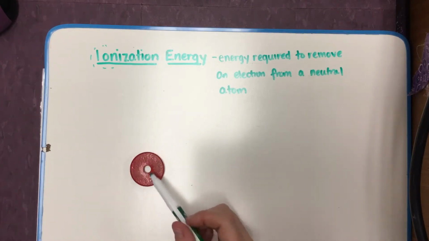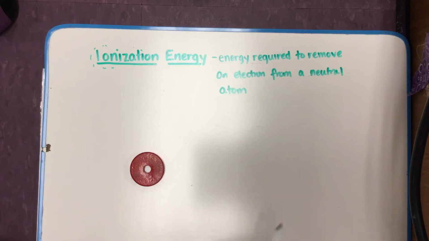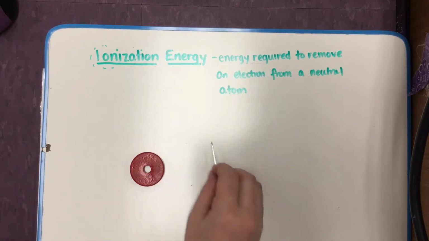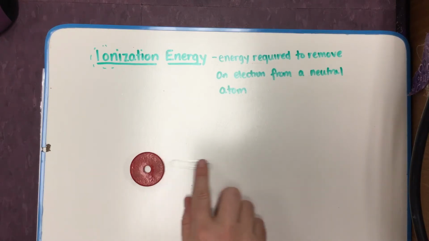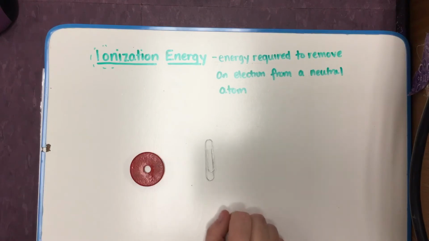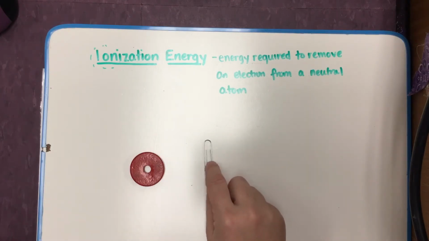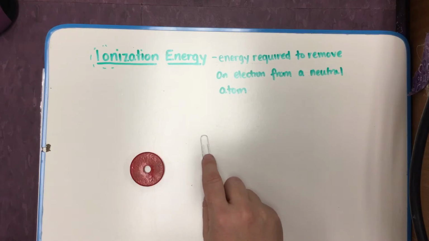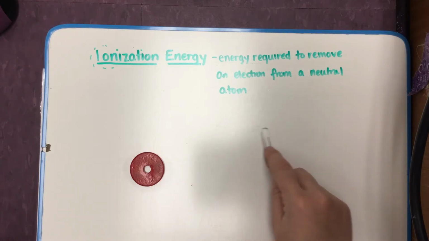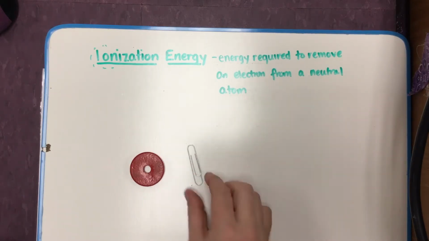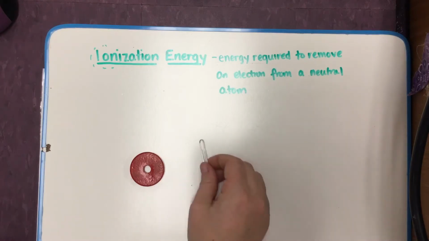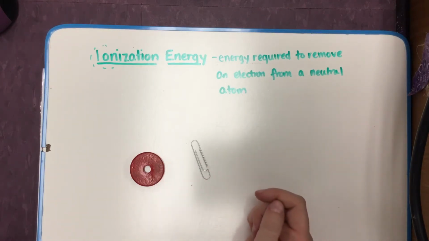So we're going to consider this magnet as kind of being like our nucleus. And we want our electrons to be attracted to our nucleus. There's a force of attraction between this metallic paperclip and the magnet. In order to remove the paperclip from the force of attraction there, I have to put energy into the system. So I have to put a force on the paperclip to move it away. That's kind of like removing an electron from a nucleus. You have to put some energy in to remove it. There's a force of attraction that has to be overcome.